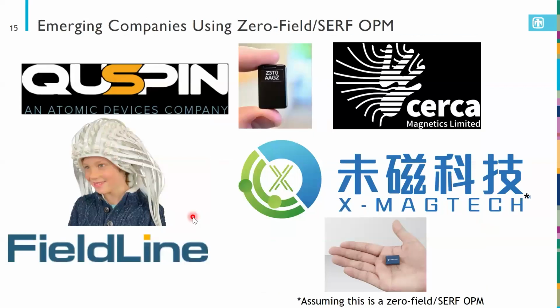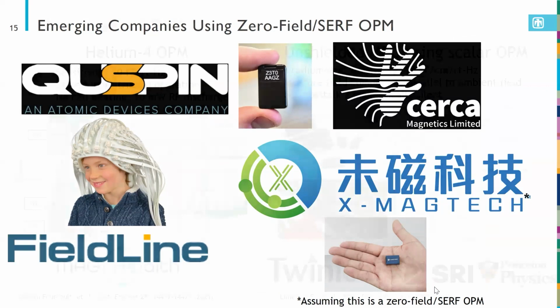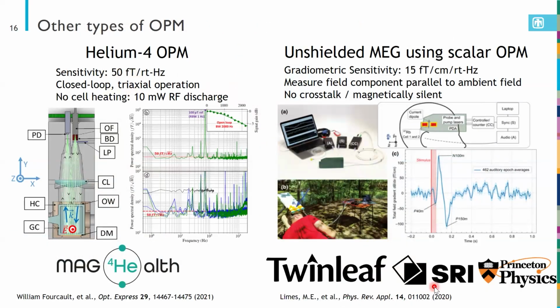And so now there's several emerging companies. I've listed a few of them here. I probably didn't get all the companies that are emerging in China at this point, but we have QSpin partnered up with Cerca Magnetics and making some really nice systems. There's FieldLine and XMagTech. I believe these are all using zero field SERF optically pumped magnetometers. But there are some other types of OPMs that have shown up more recently for use in MEG.